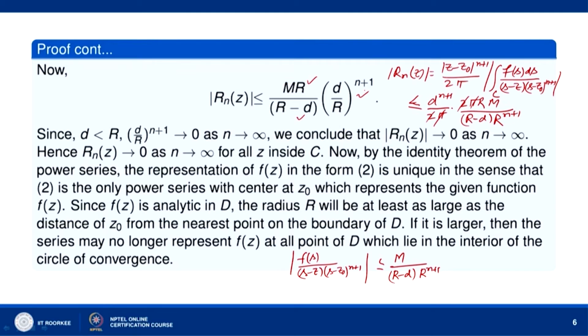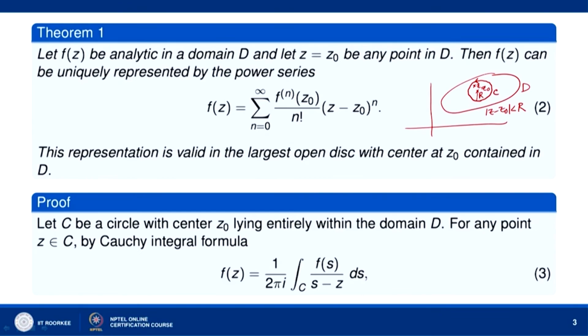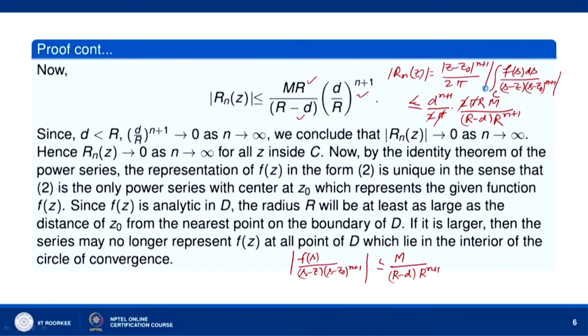Now, d is less than r. d is the distance between z and z naught. z lies in the interior of C, and z naught is the center of C. So, definitely r is bigger than mod of z minus z naught. That is, d is less than r, and so d by r is less than 1, and therefore d by r to the power n plus 1 goes to 0 as n goes to infinity. We thus conclude that mod of R n z goes to 0 as n goes to infinity, and hence R n z goes to 0 as n goes to infinity for all z which lie inside C.